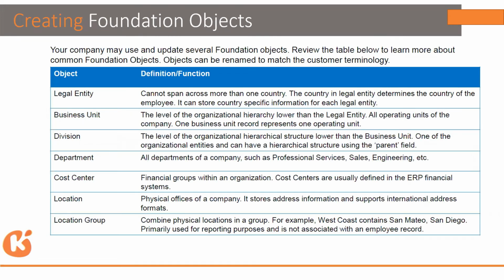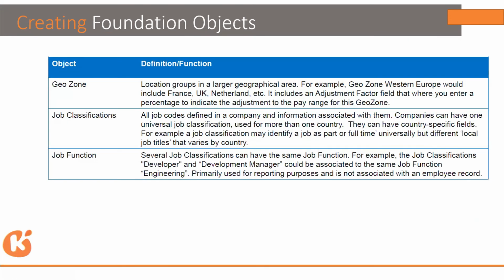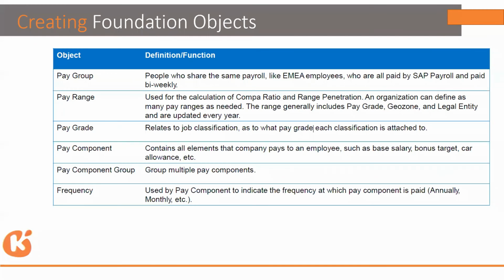With your foundation objects, you will have your legal entity, business unit, division, department, cost center, location, and location group. We will discuss all these in the regular session. If you understand, it is fine; if you do not understand, it is also fine, because in the regular session we're going to discuss all these details. Then your geo zone, job classification, job function, pay group, pay range, pay grade, pay component group, and the frequency. We're going to take all these data from the client and maintain them in the system.